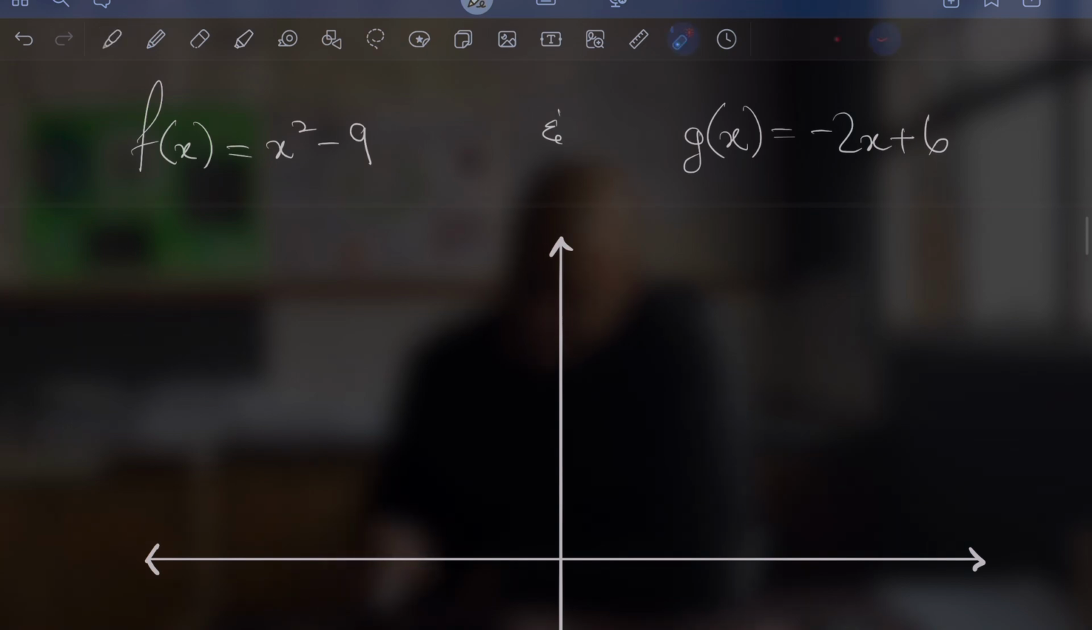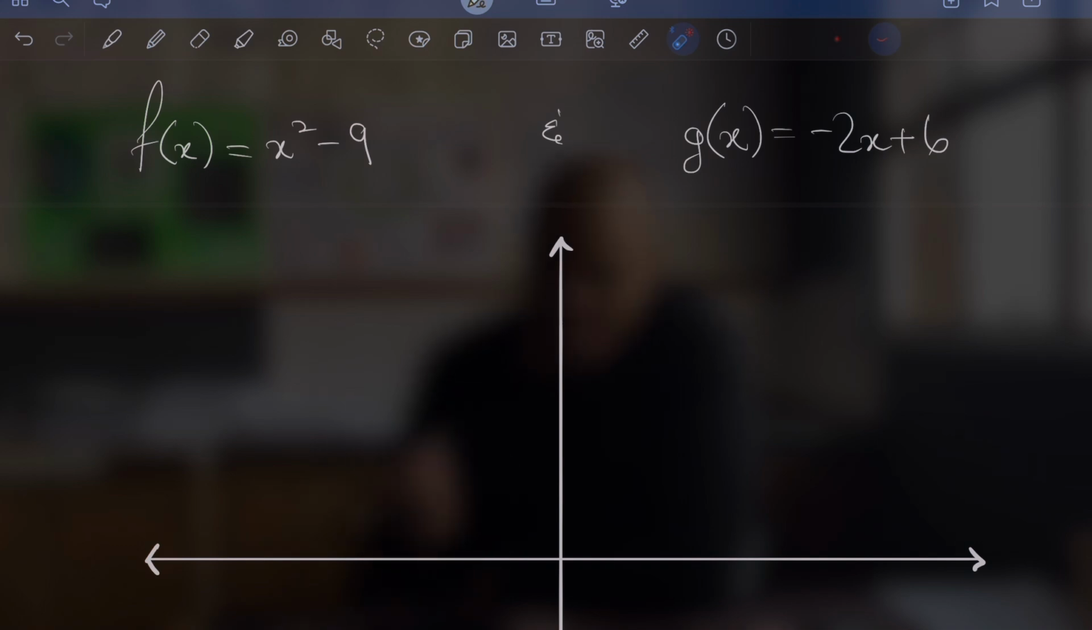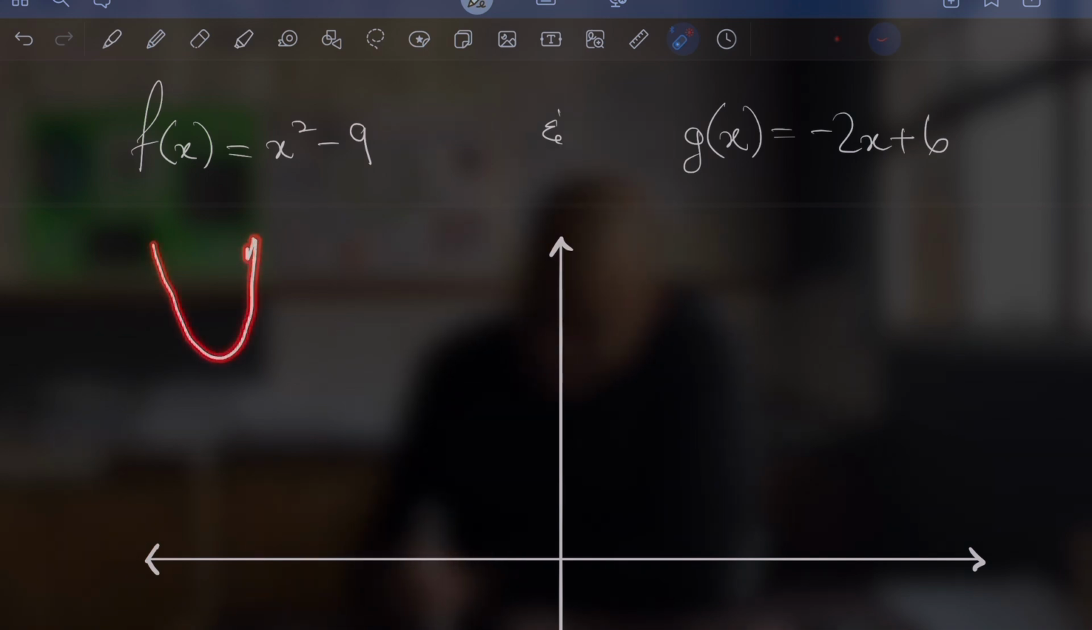So for my f of x, for my parabola, I know I'm going to be turning at negative 9. It is a positive a value for this parabola, so I'm going to have my arms faced upwards. So the parabola will be faced upwards, or have, as they call it, the smiley face. So you'll have a parabola like that, and it will have a turning point of negative 9.